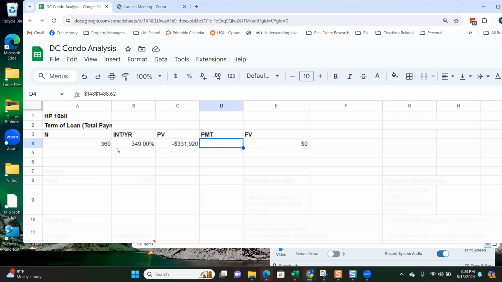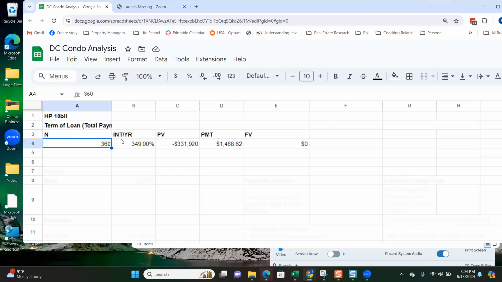Now, if we've done all these correctly, and then we just click the PMT button, it will share with us this payment. Oops, I got this technically wrong. I was just trying to... 1488. And I've got to actually go to my calculator to see what the number really is. 1488.62. So if you pull up a financial calculator and put these numbers in, you should come up with the same solution as I do.